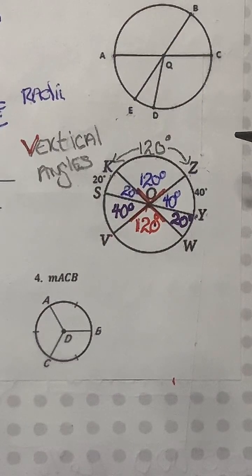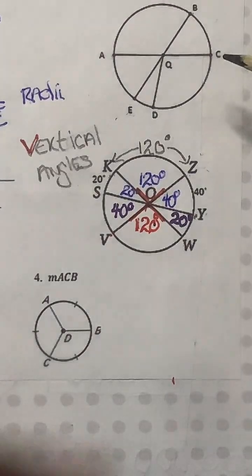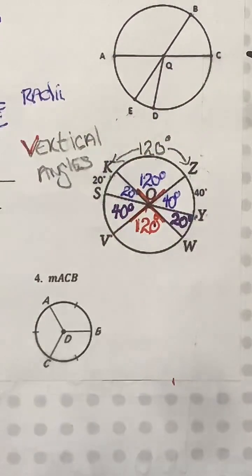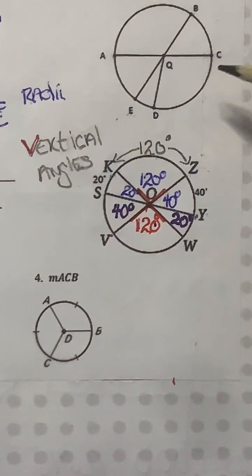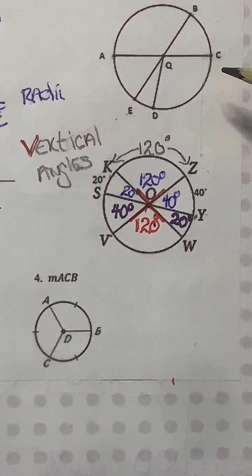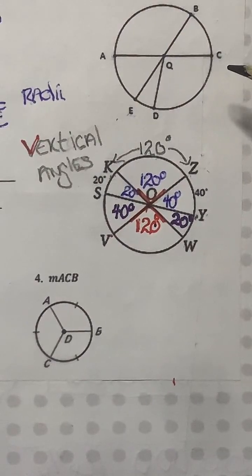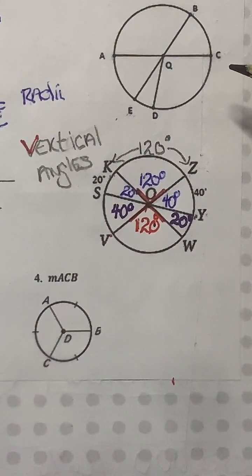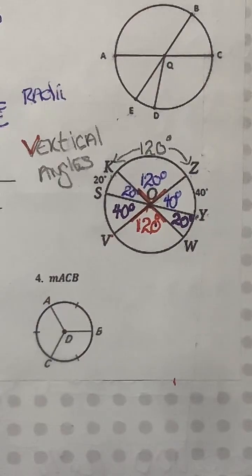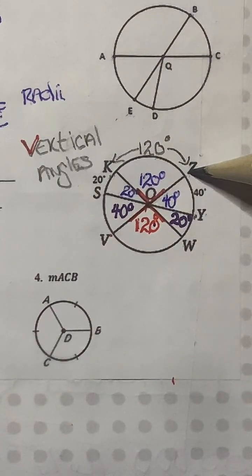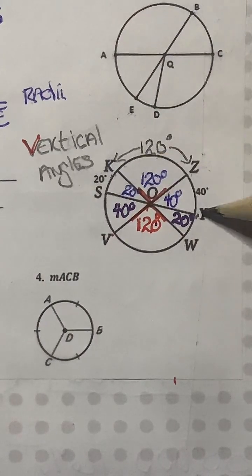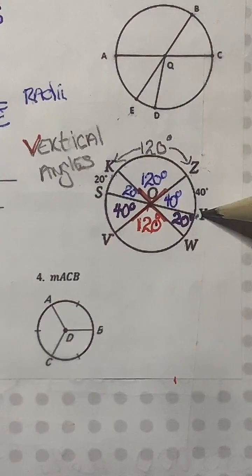Anytime they name 3 letters, okay? Every time they name 3 letters, it's a major arc. Minor arcs, they only use 2 letters. So like from K to Z, that's a minor arc because it's less than 180 degrees. From K to Y, that's a minor arc because it's less than 180 degrees.